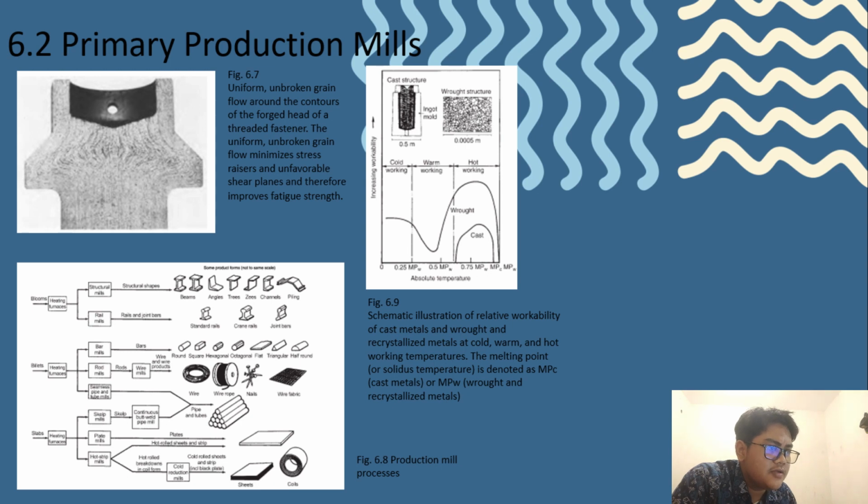Hot working is usually performed at a temperature greater than 3/5 of the absolute melting point of the alloy, as we can see in figure 6.9, which I make there. Schematic illustration of relative workability of cast metal and wrought and recrystallized metal at cold, warm, and hot working temperatures. The melting point or solidus temperature is denoted as MP for cast metals, or MP for wrought and recrystallized metals.